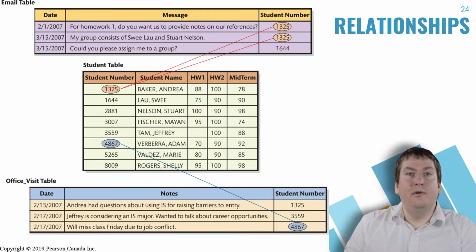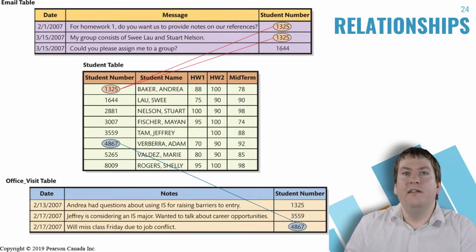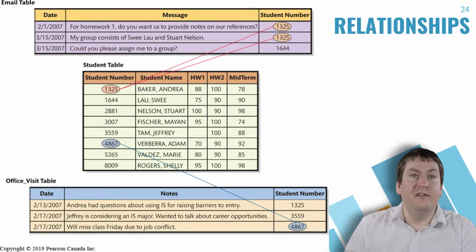Here we have an example from Chapter 5 of your text, so you should be familiar with this already. This is a database created by a professor to track student grades, email messages, and office hour visits. Before we get into relationships, though, let's quickly review some of the data elements involved in this database.